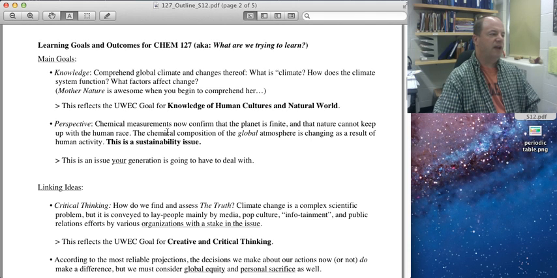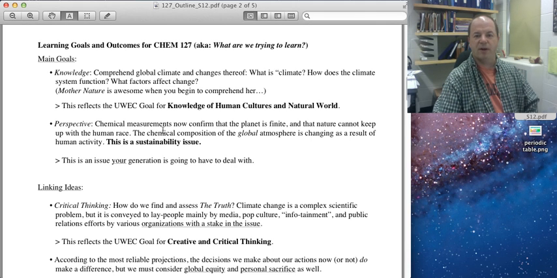In a more intangible sense, we want to gain some perspective on where we are from the standpoint of sustainability. Sustainability means that we can meet our current needs without compromising the needs of future generations. And this is really interesting because climate change shows you how an objective, direct chemical measurement can show you whether you're living sustainably or not.